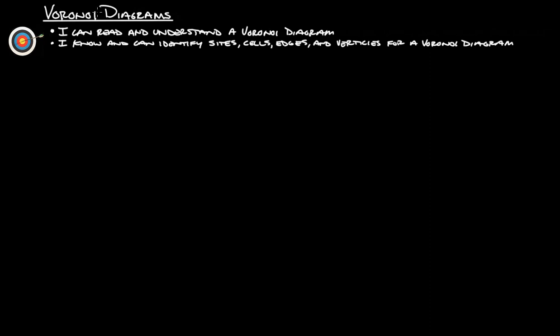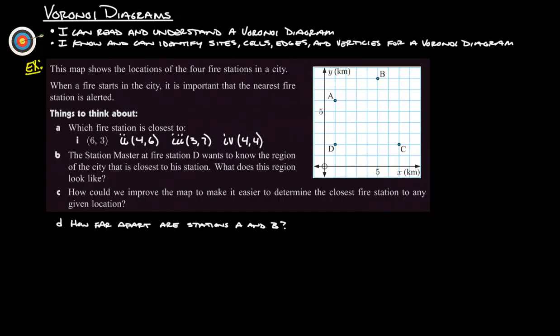I'm going to take you through the notes on Voronoi diagrams. At the end of this, you should be able to say, I can read and understand a Voronoi diagram, and I know and can identify sites, cells, edges, and vertices for a Voronoi diagram. I think the easiest way to take a look at this is to look at an example. So we're going to go through this example here.